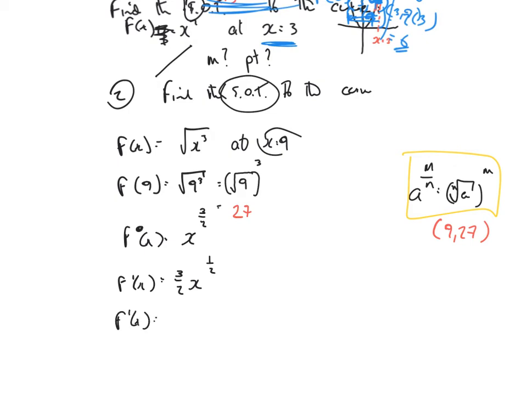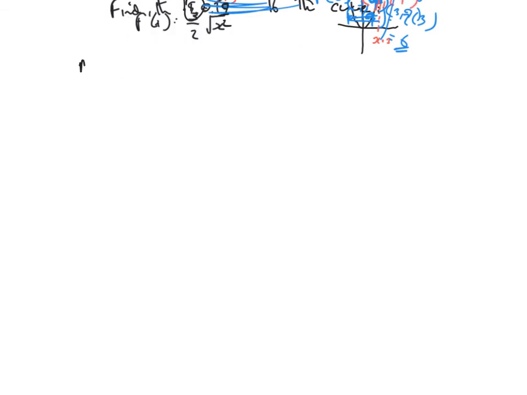I don't want to be subbing into a fractional power, so let's reintroduce the root symbol. That's 3 over 2 times the square root of x. I'm now interested in the gradient specifically when x is equal to 9, so let's sub that in. And that's 3 over 2 times the square root of 9. The square root of 9 is 3, so 3 over 2 times 3, well, that's 9 over 2. I could write that as 4.5, but 9 over 2 is absolutely fine. Okay, so I've got the gradient, which is 9 over 2. I've got the point, which was (9, 27).